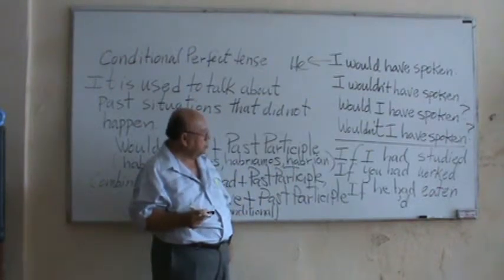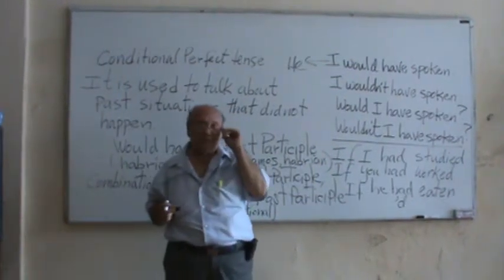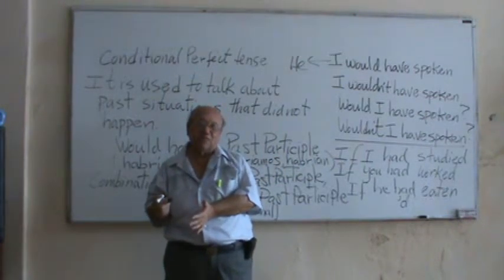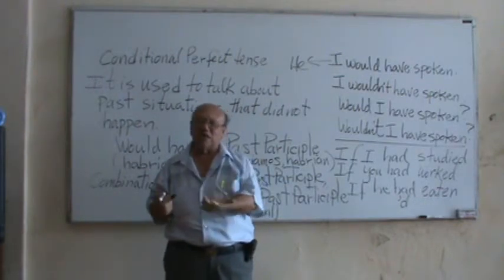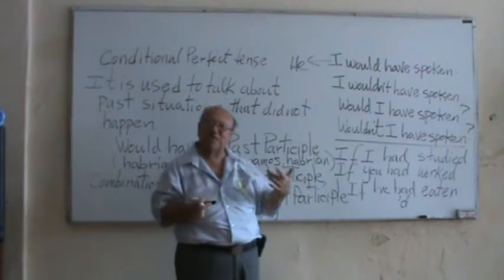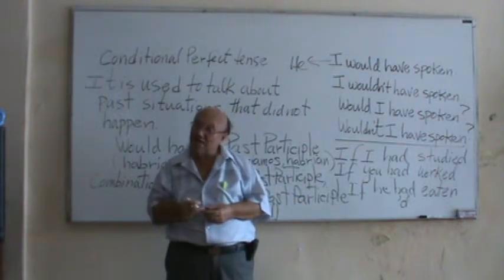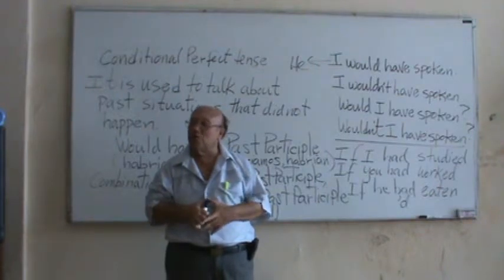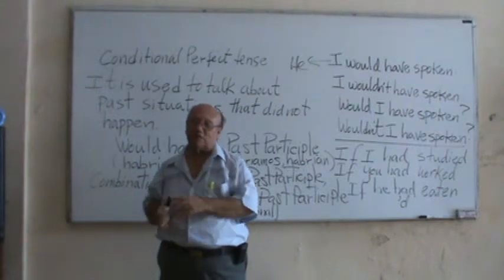Now, let's continue with some examples. I'm going to give you some examples. If you had studied English, you would have passed the test. Si hubieras estudiado inglés, habrías pasado el examen. If you had learned English, si tú hubieras aprendido inglés, you would have gone to the United States. Habrías ido a los Estados Unidos.